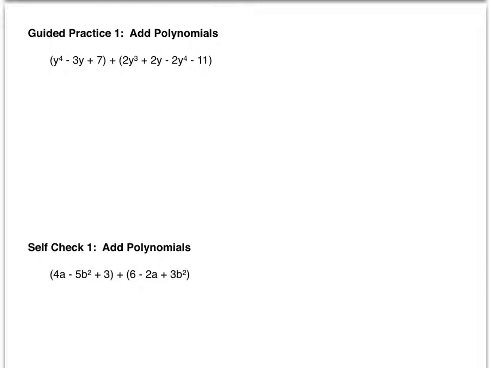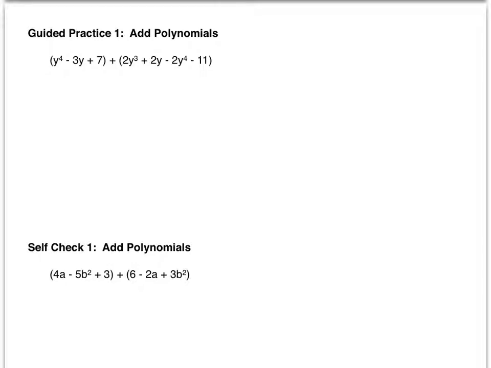In guided practice 1, we're going to add polynomials. We'll add y to the fourth minus 3y plus 7 plus 2y to the third plus 2y minus 2y to the fourth minus 11. I'm going to use the vertical method. You may use the horizontal method if you wish. Look in the book for extra examples if you need extra help with the horizontal method. Now there are a lot of things in this one that we have to consider. First of all, there are more terms in the second polynomial than in the first. And sometimes I'll use zeros for placeholders there, and sometimes I'll just leave it blank.